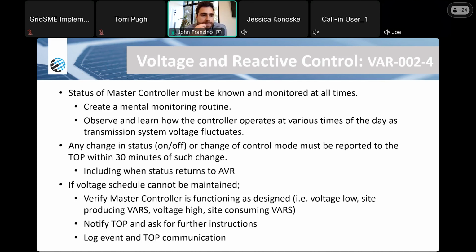And similarly, if you cannot maintain the issued voltage schedule from the TOP, how do you identify that you're not maintaining it? What's the process for seeing if you can make changes to get back in compliance with the issued voltage schedule? And who are you notifying if that's not possible, to receive operating instructions on next steps?